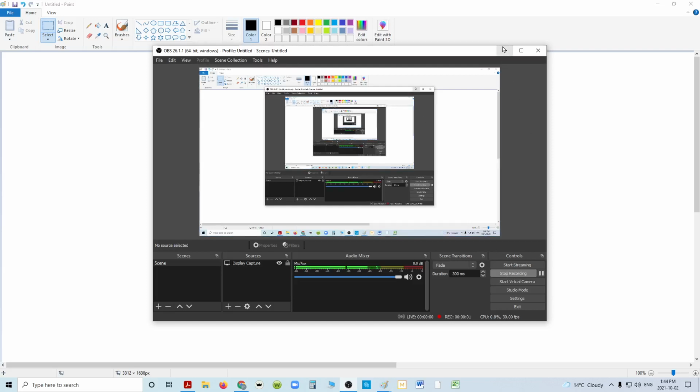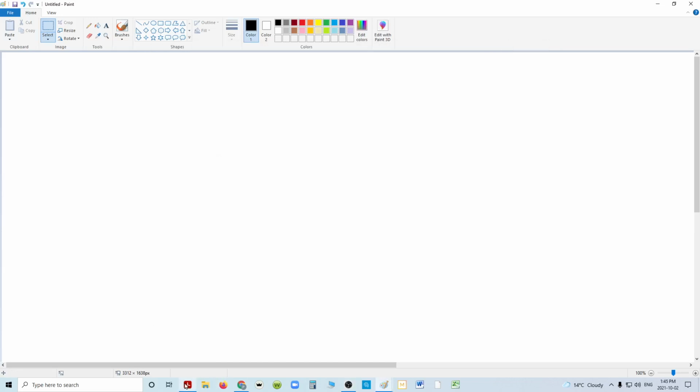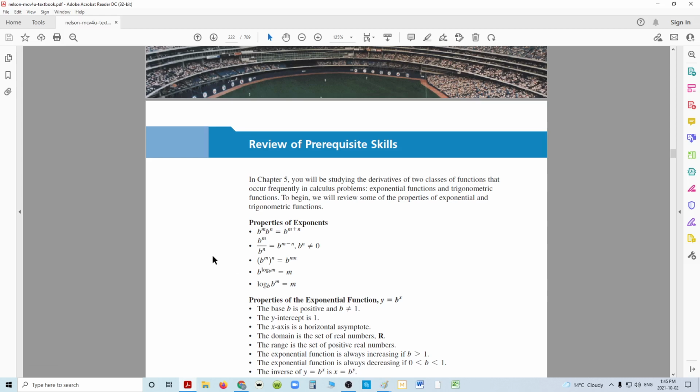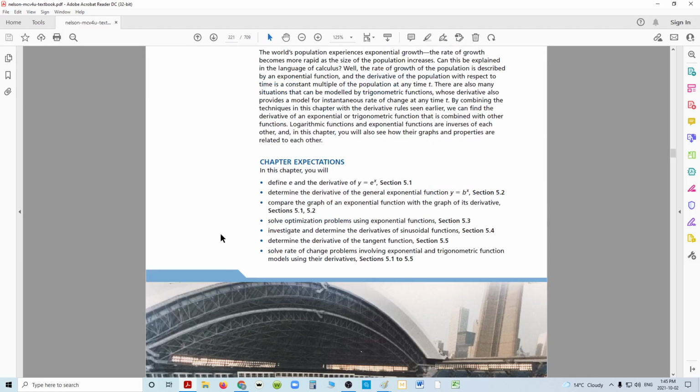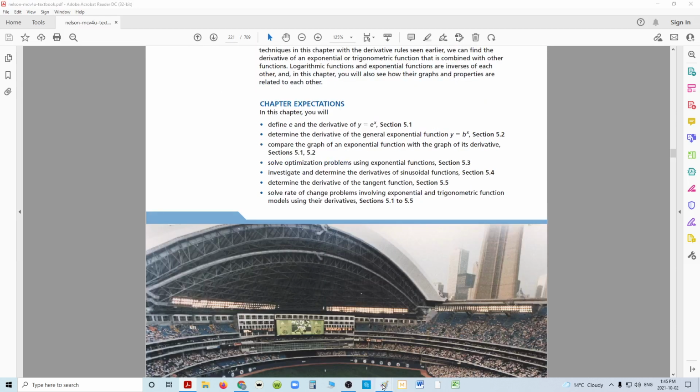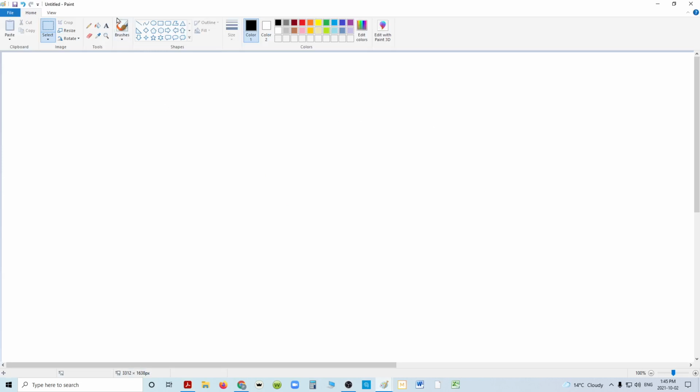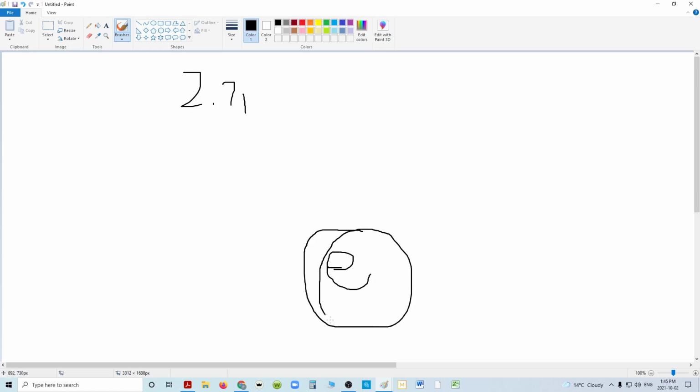Okay, I'm going to continue with Chapter 5. Now, Chapter 5 is all about e to the x. And again, I want you to keep in mind that e is just a number. It's essentially just 2.71. But it's a special number. But whatever you do, don't consider it like a variable. When you're finding the derivative of it, it has to have an x in there somewhere.